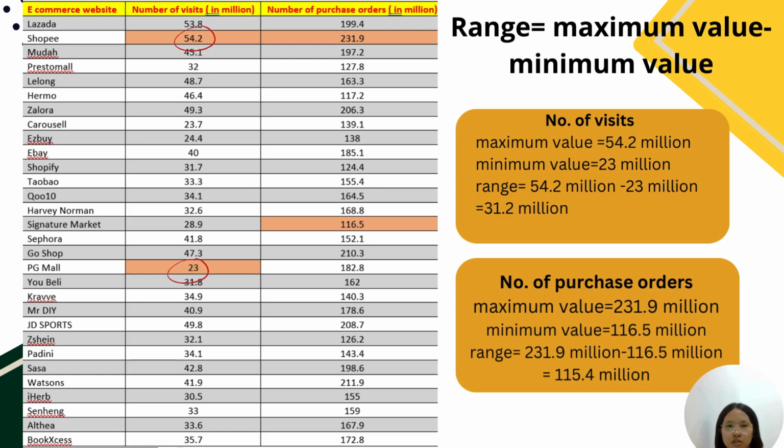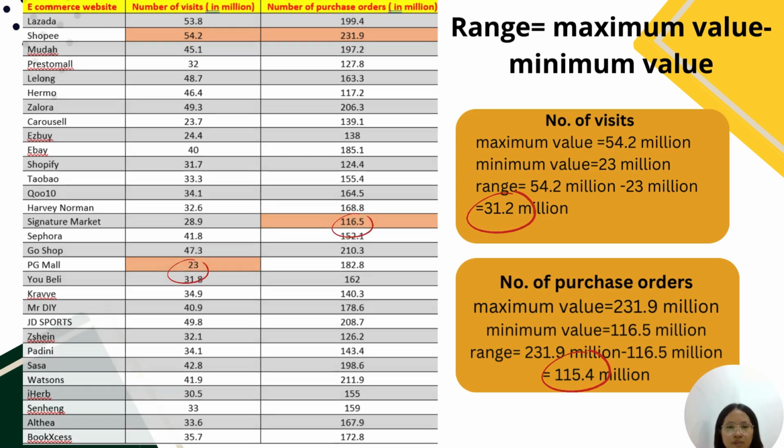For the number of purchase orders, the maximum value is Shopee again, which is 231.9 million, and the minimum value is Signature Market, which is 116.5 million. The range of the number of purchase orders equals 231.9 million minus 116.5 million, equal to 115.4 million. The number of purchase orders has a higher range value, indicating it has more dispersion with respect to its minimum and maximum values.